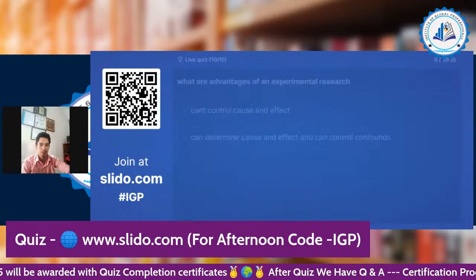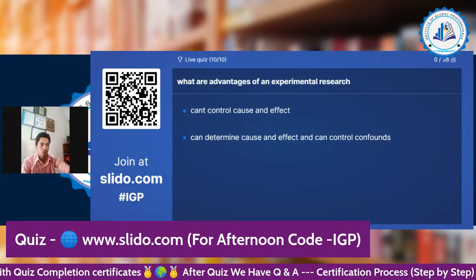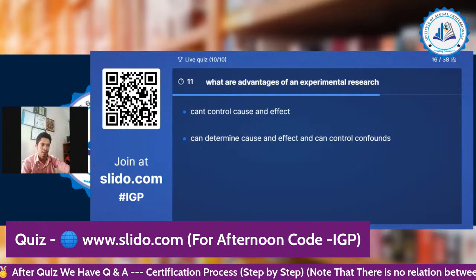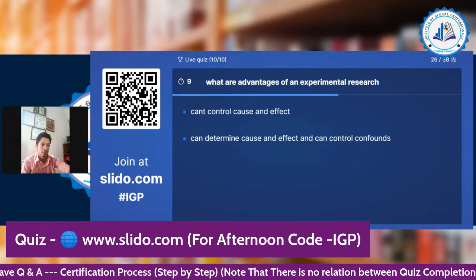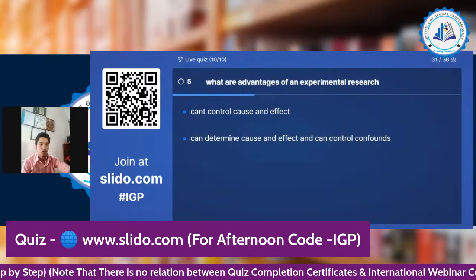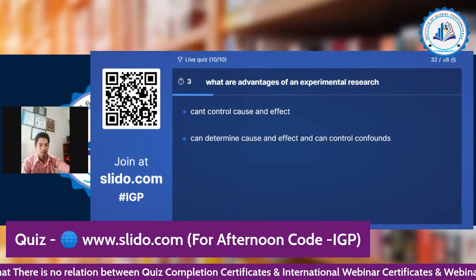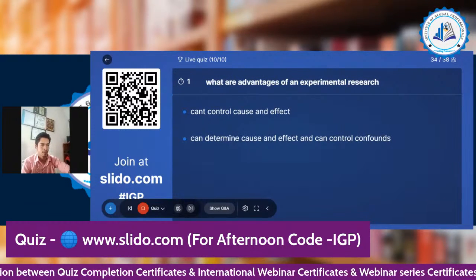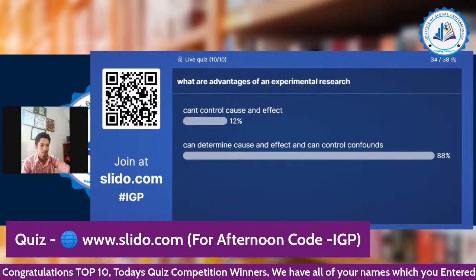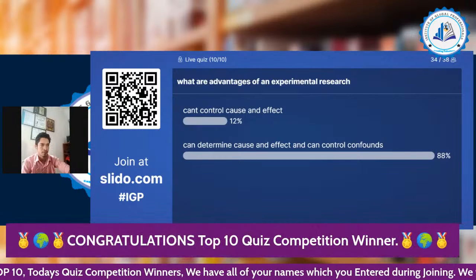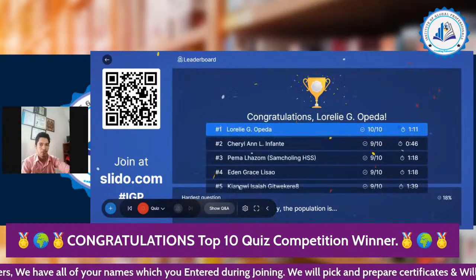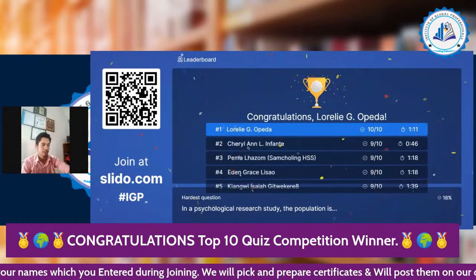Our last question is, what are the advantages of experimental research? Is it that it can control cause and effect, or that it can determine cause and effect and can control confounds? Option number two is the right answer.